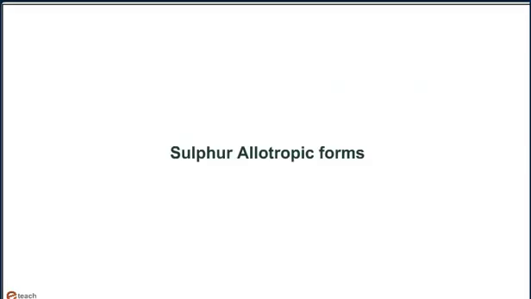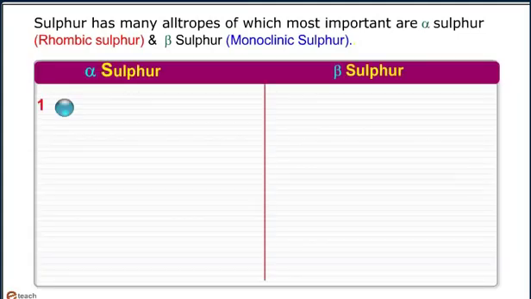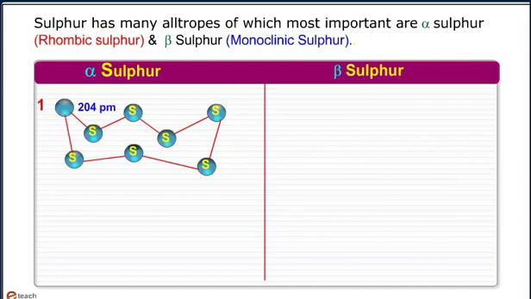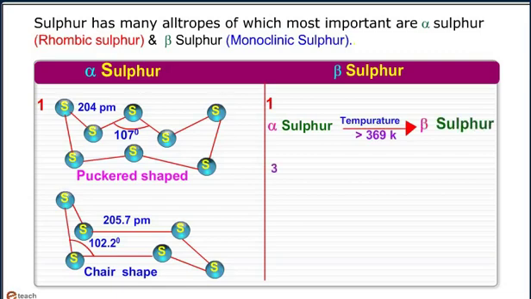Sulfur allotropic forms. Sulfur has many allotropes, of which the most important are alpha sulfur, that is rhombic sulfur, and beta sulfur, that is monoclinic sulfur. Alpha sulfur can exist in two forms, puckered shape and chair shape. Beta sulfur can be prepared by heating alpha sulfur at a temperature greater than 369 Kelvin.